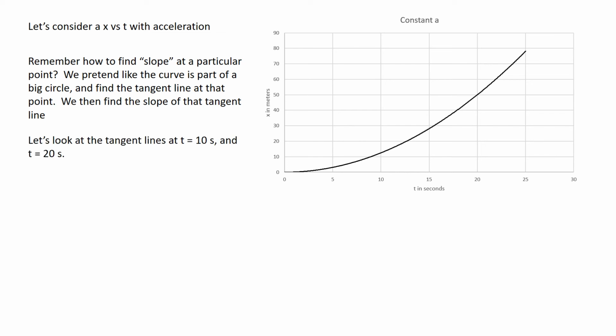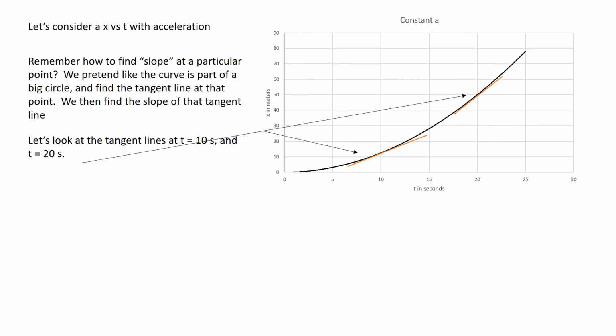So let's look at tangent lines at t equals 10 seconds and t equals 20 seconds. Here's the line at 10 seconds. I've tried to draw the red line so it is just about tangent at 10 seconds. And here's the one at 20 seconds. Again, I've drawn it to try to be tangent at the point at 20 seconds.